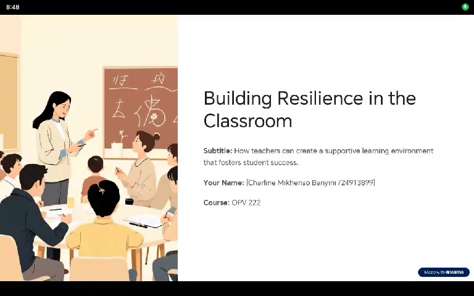Hello everyone. Today I'm going to be focusing on a crucial topic from our OPV course, Building Resilience in the Classroom. We'll be exploring theme 3 from our study guide, looking at how we as future teachers can create a supportive learning environment that not only helps students learn but also fosters their long-term success and well-being.